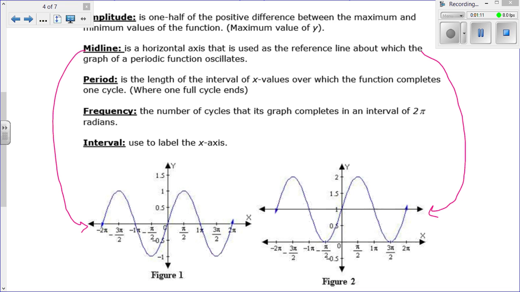Period is the length of the interval of x values over which the function completes one cycle. That's where one full cycle ends. The frequency is the number of cycles that its graph completes in the interval of 2 pi radians. And the interval is what we use to label the x-axis.